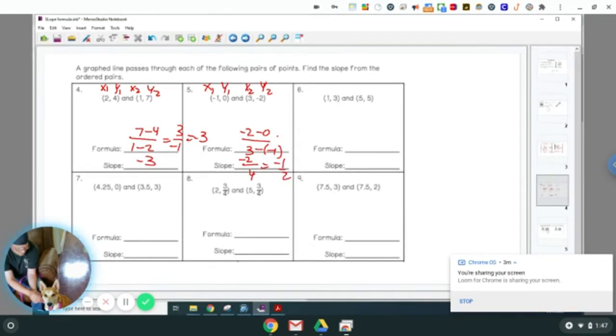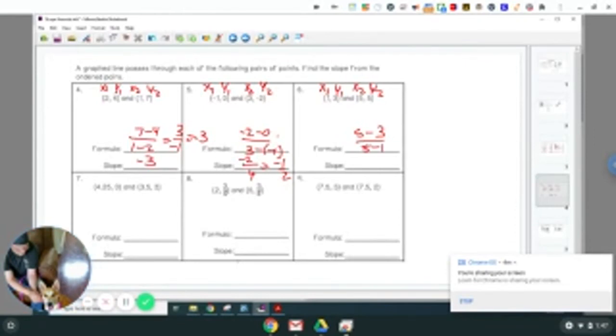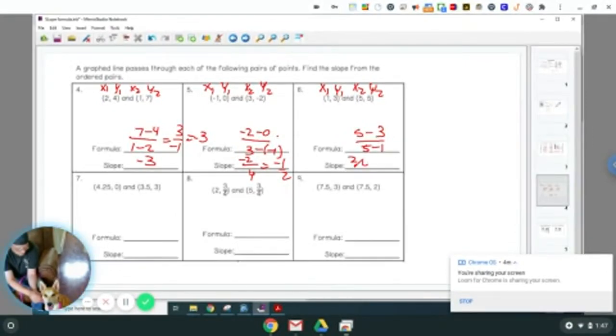And this slope formula will actually be given to you on your STAAR chart. This will be x1, y1, x2, y2. So that'd be 5 minus 3, and then 5 minus 1, which will be 2 over 4, which is also 1/2.